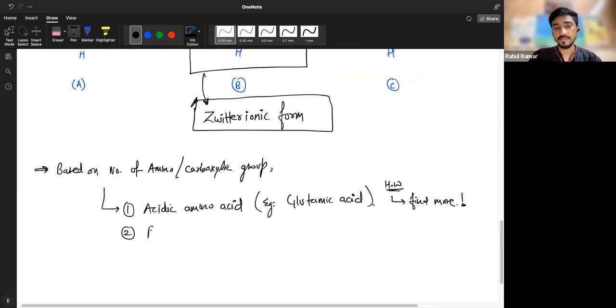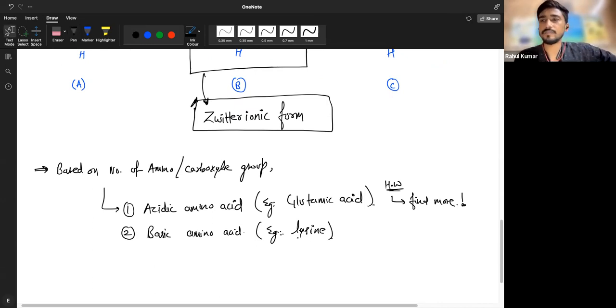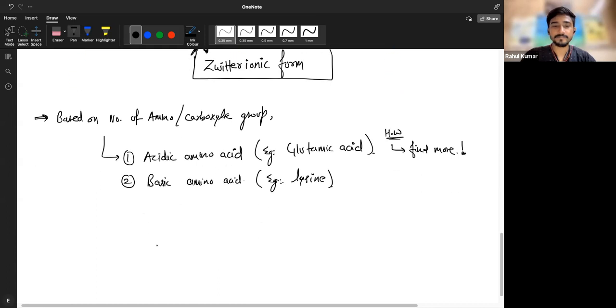Second is basic amino acids. Example is lysine. Yes, lysine, arginine, both. Let's say lysine. Lysine is one amino acid, there are 20. I cannot force you to remember 20 amino acids names, if you don't want to, but if you can, it's good. If you cannot, just know the names, just go through it once. Okay, at least you should have heard of that name.